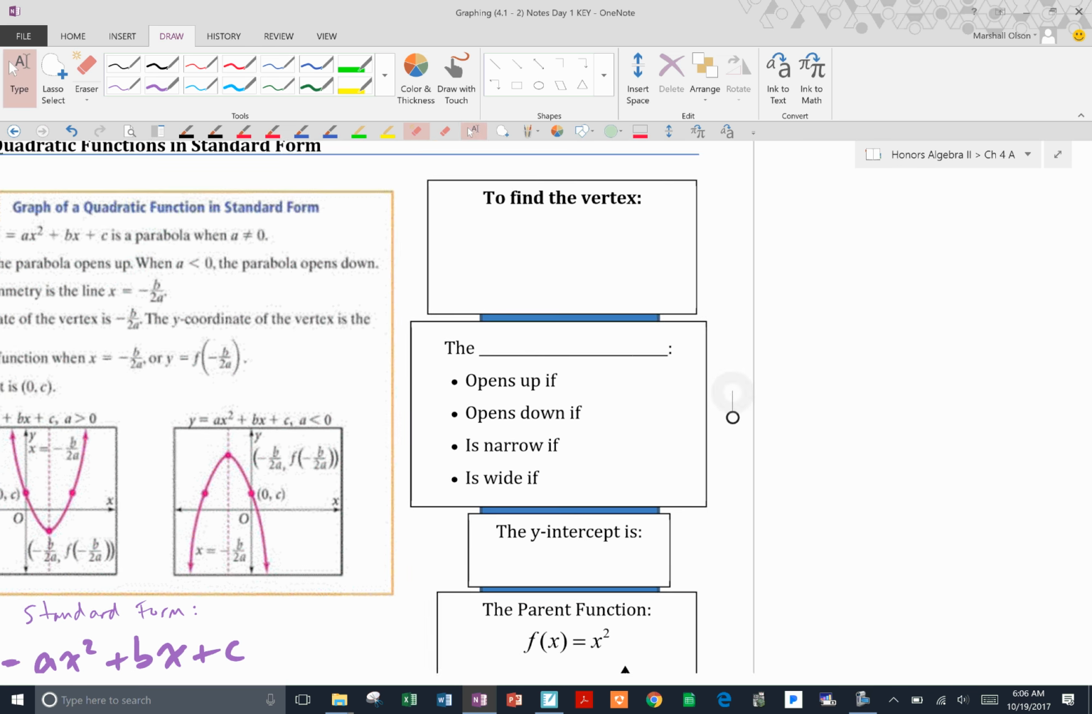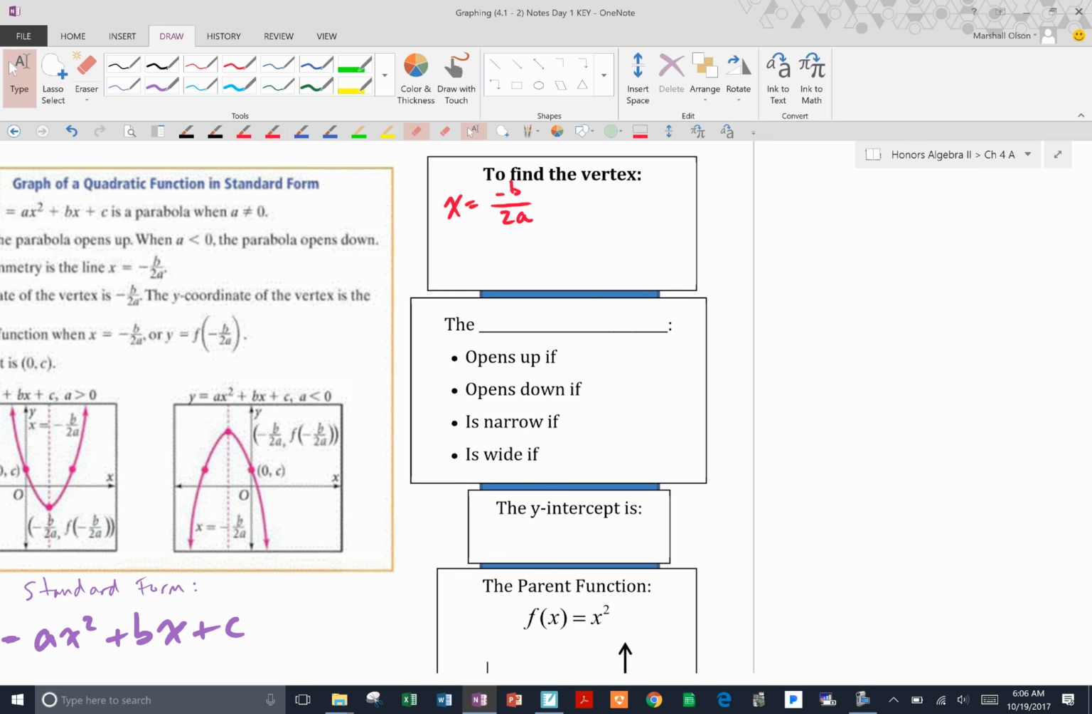The first part of the vertex we find is the x value. To find it, we take negative b and divide it by 2a. So we take a and b from our standard form and we put them into this little formula here. That'll give us the x value. This actually has some pretty deep meaning where it comes from, and we're going to get to that next week. For right now, we're just going to use it to find the x value.